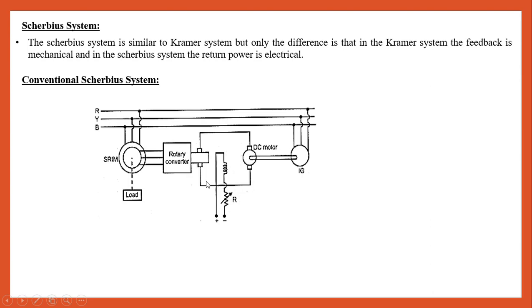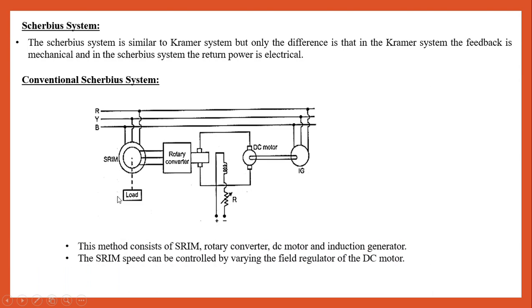Here a field regulator is used. It is for the separately excited DC motor used in this system. This method consists of, as I said earlier, a slip ring induction motor, rotary converter, DC motor and induction generator. The slip ring induction motor speed can be controlled by varying the field regulator. This is the field regulator of the DC motor.